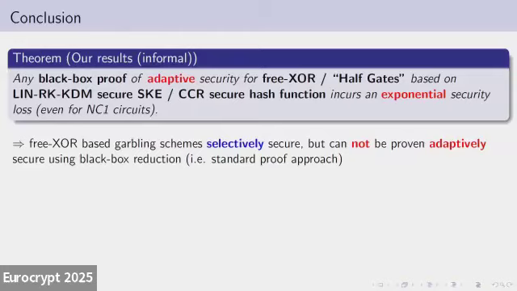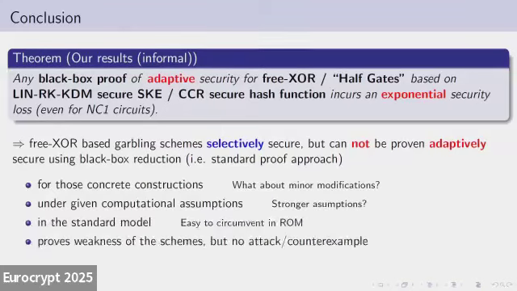So to conclude, in this talk, we proved that while free XOR is selectively secure, we cannot prove it adaptively secure using standard proof techniques. This does not mean that we have an attack. It also doesn't mean we have a counterexample at the moment, but it does show some weaknesses of this scheme that are significantly stronger than the weaknesses we could show for Yao's scheme.